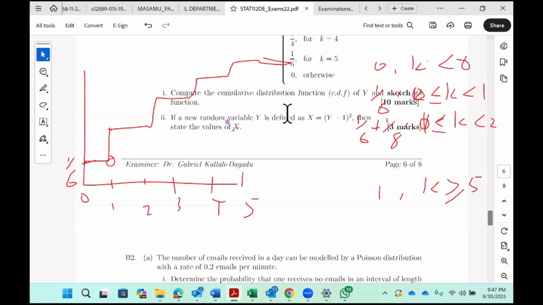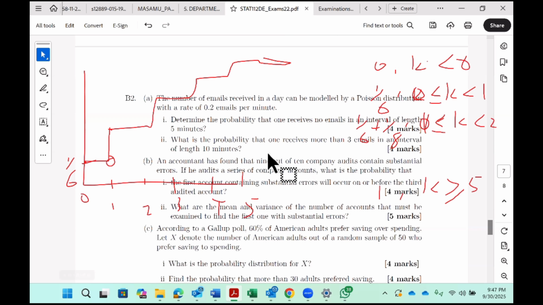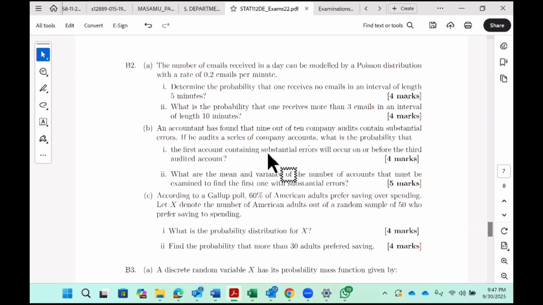So B, the number of emails received in a day can be modeled by a Poisson distribution with a rate of 0.2 emails per minute. 1, determine the probability that one receives no emails in an interval of length 5 minutes. 2, what is the probability that one receives more than 3 emails in an interval of 10 minutes? One receives more than 3 emails in an interval of 10 minutes.